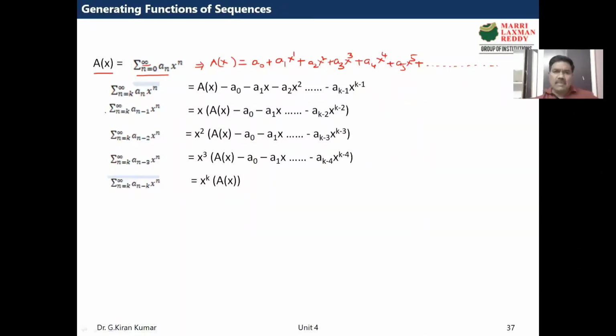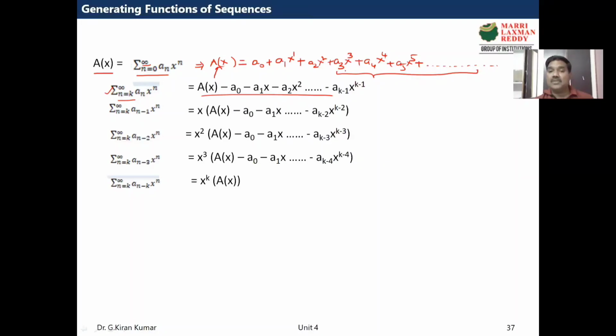Now I am introducing a few formulas, please understand. See the first one: sigma n equal to k to infinity a n x power n. If A of x is this, what will be the value of sigma n equal to k to infinity a n x power n? It starts with the kth term. That means the terms n equal to 0, 1, 2, and so on up to n equal to k minus 1 are not there, but from the kth term I want the sum.